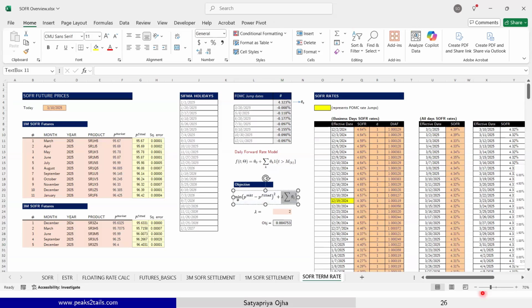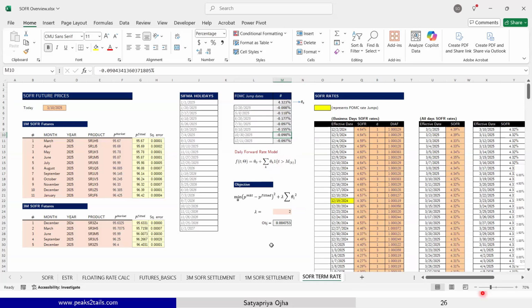So you see this. Lambda is a penalization factor that we use. This is supplied by the user. It is not trained on the data, right? Depending on how much you want to penalize this. What are we penalizing? We are penalizing the squared jumps. Sum of theta squared jumps.